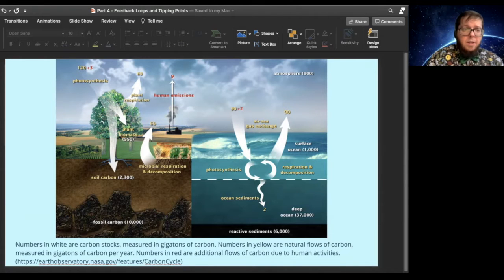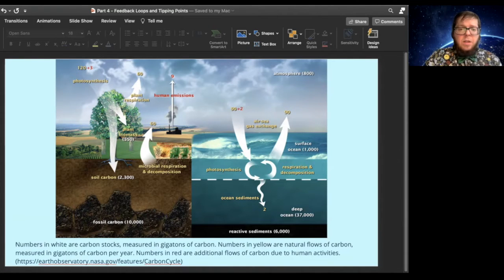So we are directly putting, these days, more like 9.5 gigatons of carbon into the atmosphere per year, some of which is being taken up by increased plant growth and increased gas exchange between the air and the ocean.